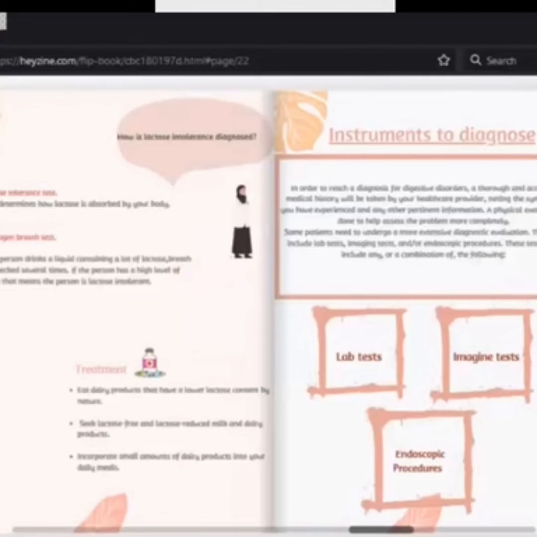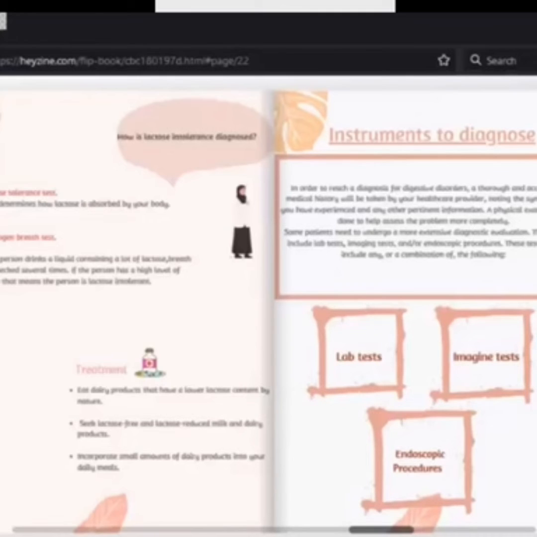And how is lactose intolerance diagnosed? First, lactose tolerance test. This test determines how lactose is absorbed by your body. Second, hydrogen breath test. After a person drinks a liquid containing a lot of lactose, breath will be checked several times. If the person has a high level of hydrogen, that means the person is lactose intolerant.